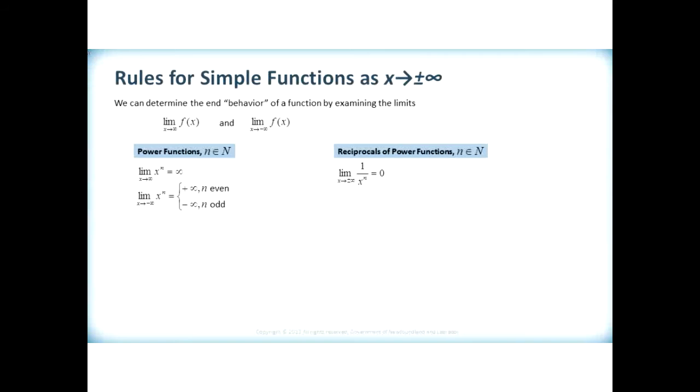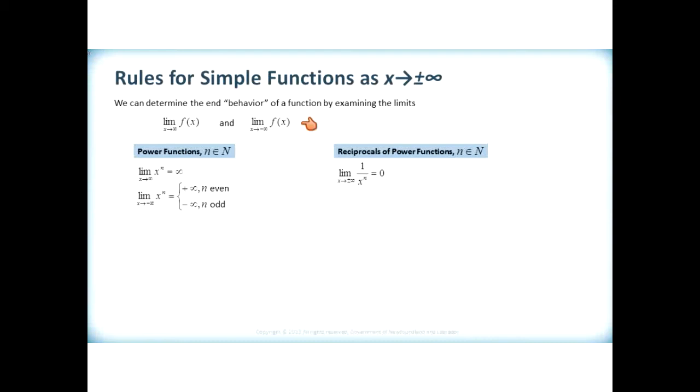So here are some rules for simple functions as x approaches plus or minus infinity. We determine what we call the end behavior of the function by looking at two limits. The first is as x approaches positive infinity, where we see what happens to the function on the far right of the graph. And as x approaches negative infinity, we see what happens to the function on the far left of the graph. We call that the end behavior.